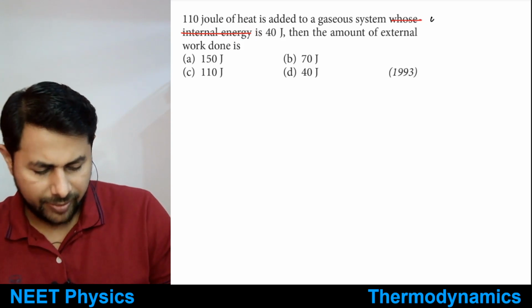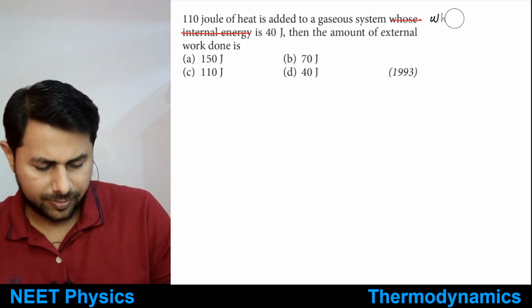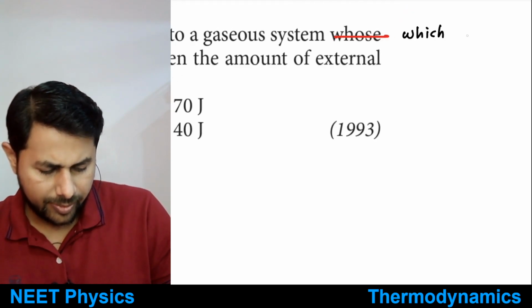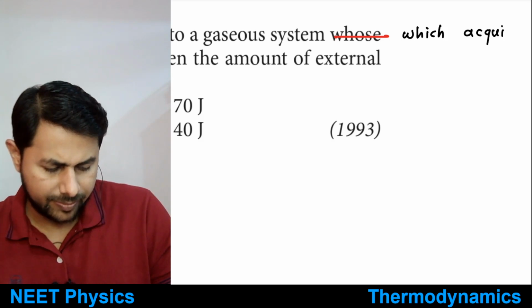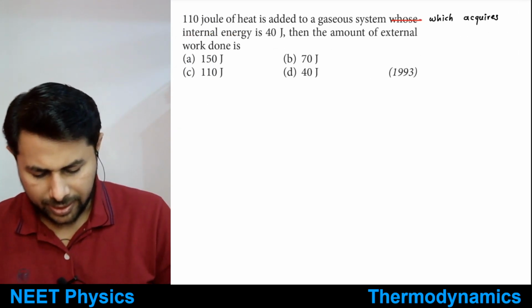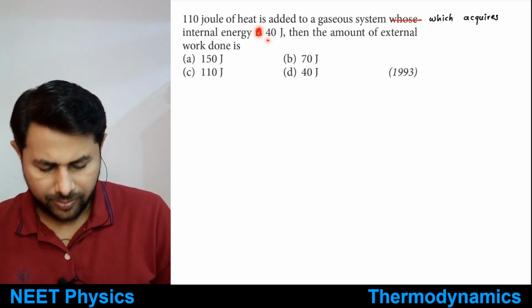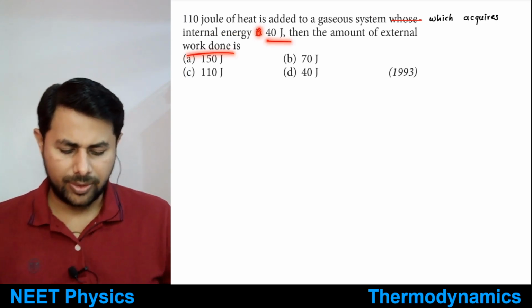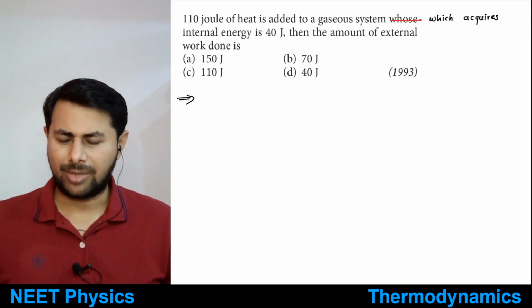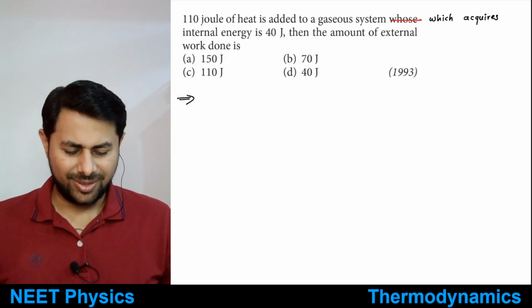The question is: which acquires an internal energy of 40 joules, then the amount of external work done is. Then it's very simple, right? So that was a misprint.